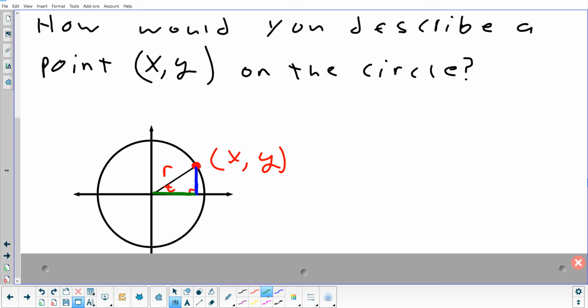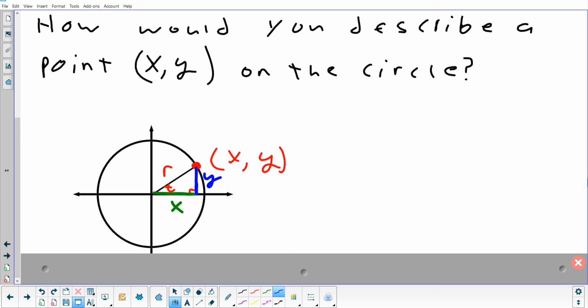So what is that in relation to my coordinate, though? Because my coordinate has an x and a y. Yep, it's the x value. The length of the green side is the x value of the coordinate. The base of the triangle is always your x. And what about the blue side? What would that be? The y. That's my y.